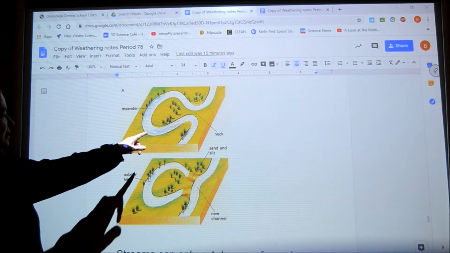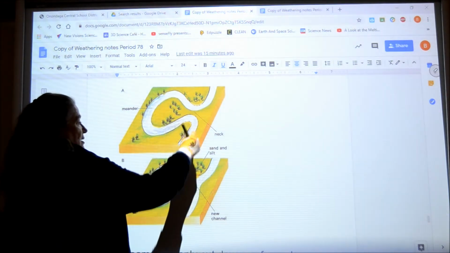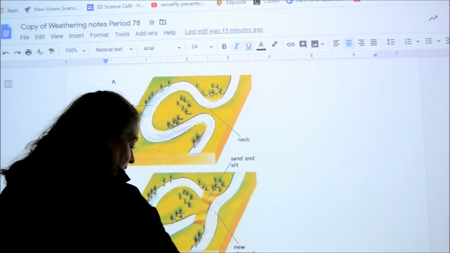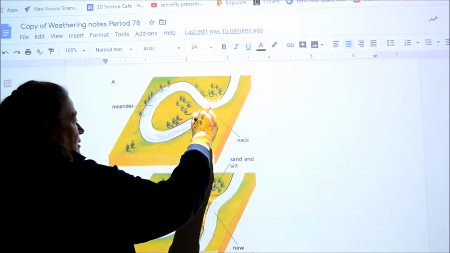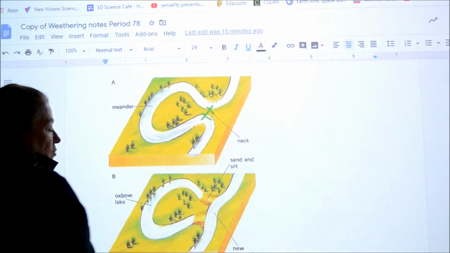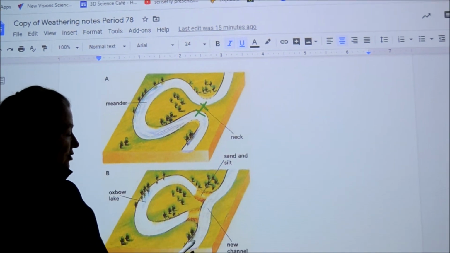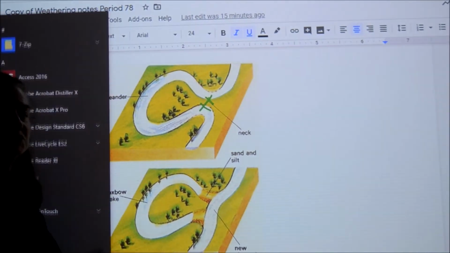So here's my diagram. Here's my meandering stream. Outside, eroding, outside eroding. What happens is they connect, and you see how the river straightens itself out, or it gets rejuvenated.